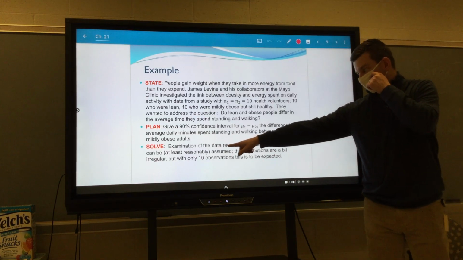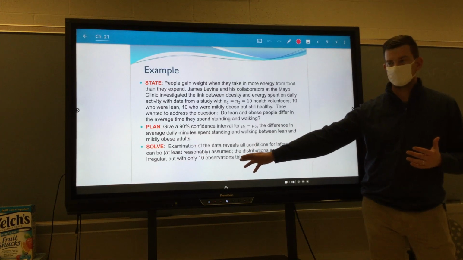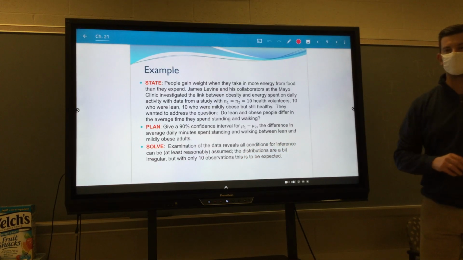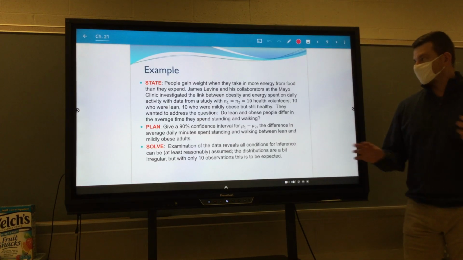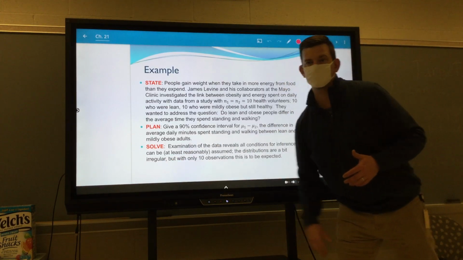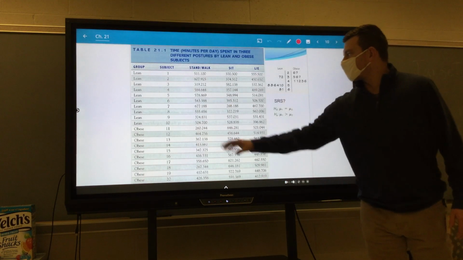Okay? Now, examination of the data reveals all the conditions for inference can be at least reasonably assumed. Yeah, the distributions are a little bit small, only 10. It's kind of to be expected, and I'll show you the shape of the distributions momentarily here on our next slide. So here is our raw data.